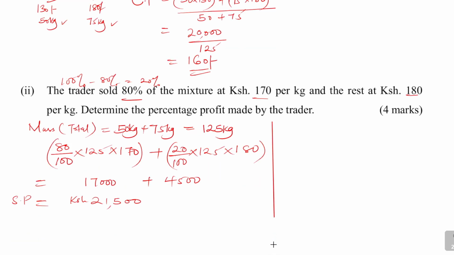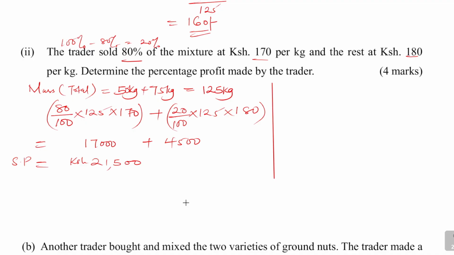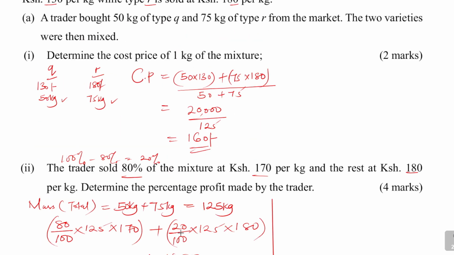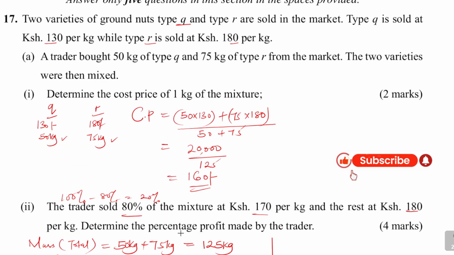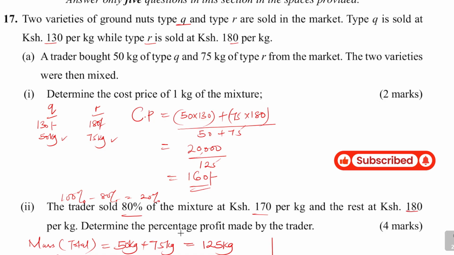What else are we required to get? We are supposed to determine the percentage profit. So how do you get the percentage profit? Percentage profit is given by profit divided by the buying price times 100%. So we need to get the buying price. What will be the buying price?